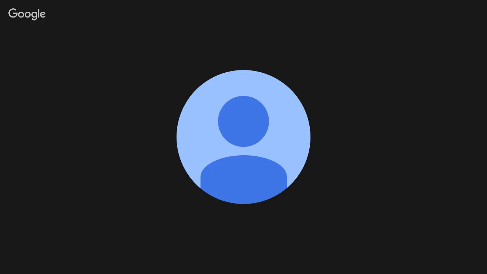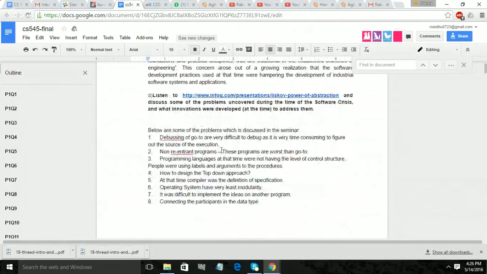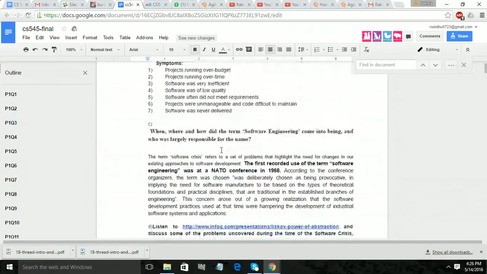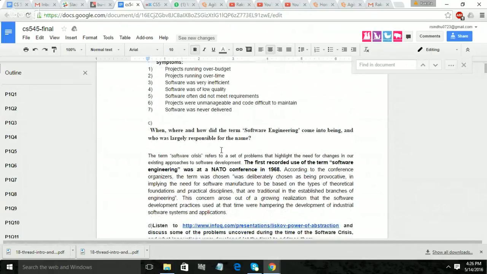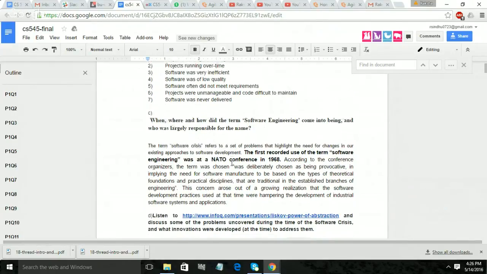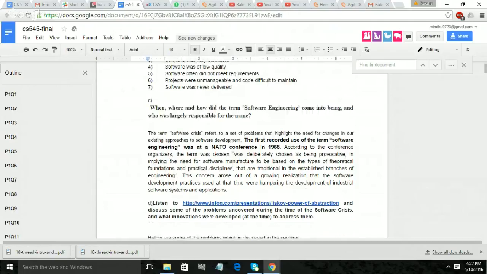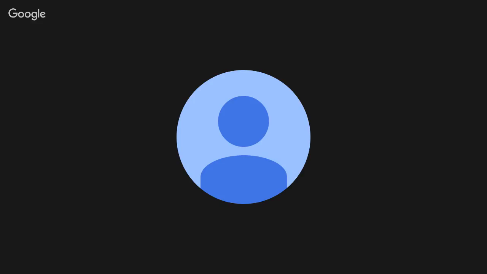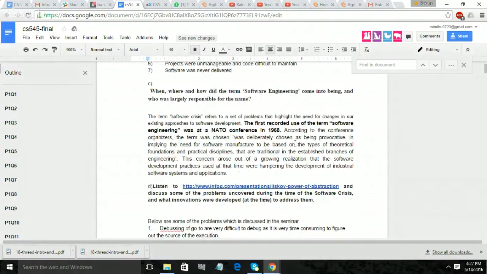Okay. Good. Then going to the next part, I had: what, when, where, and how did software engineering come into being, and who was largely responsible for this name. This was the question in one of our quizzes as well. Like the NATO conference was there. I think it didn't need much explanation, so it's a very brief answer.